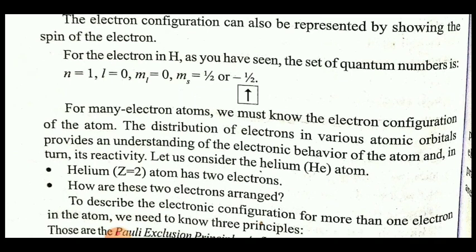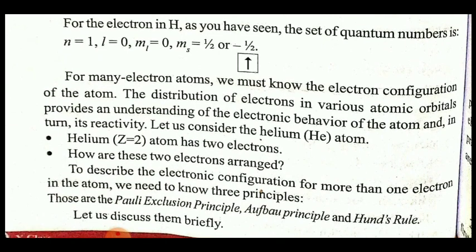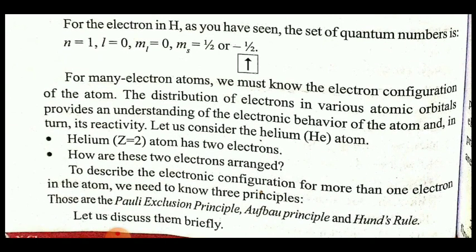For many electron atoms, we must know the electron configuration of the atom. The distribution of electrons in various atomic orbitals provides an understanding of the electronic behavior of the atom, and in turn its reactivity. Means the electronic configuration tells us about the behavior of the atom and its capacity of combining with other atoms. That's why we must know the electronic configuration to explain it.